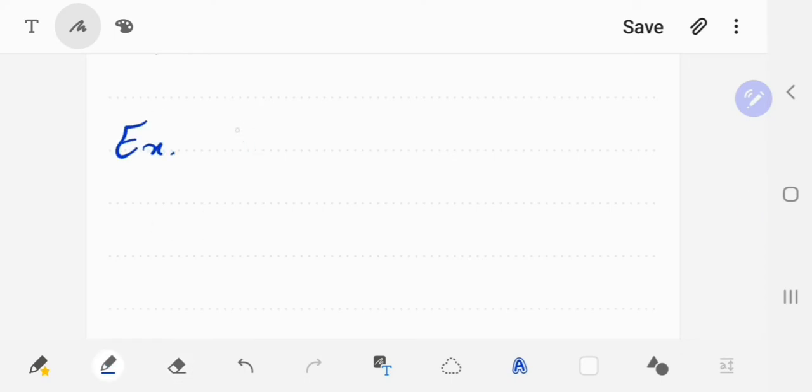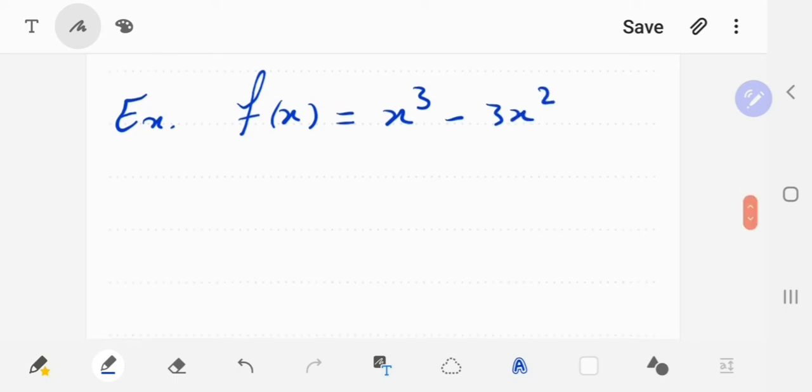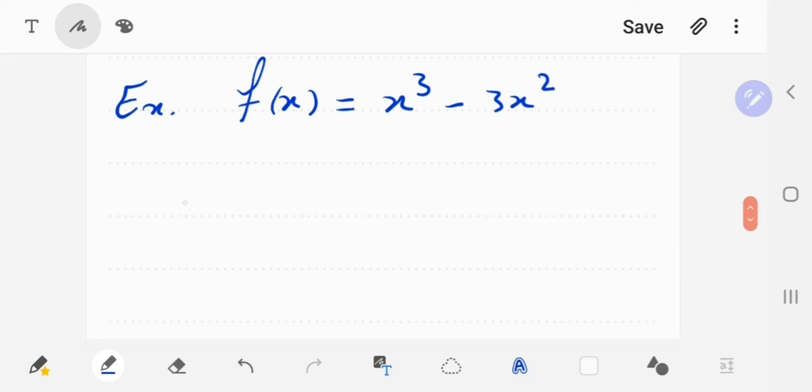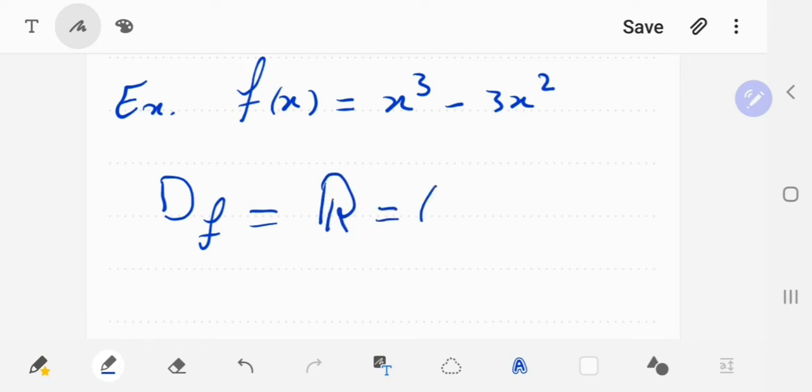Let's say we have f of x equals x cubed minus 3x squared. A normal polynomial function to make it easy at the beginning. So the domain of a function, since this is a polynomial, so we don't have zeros of denominator, we don't have radicals, which means domain in general will be all real numbers, or we can say open interval from negative infinity till infinity.